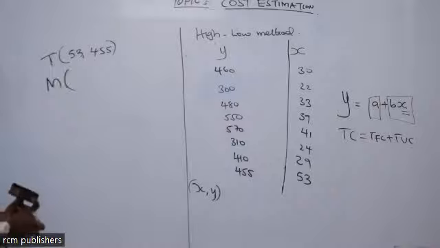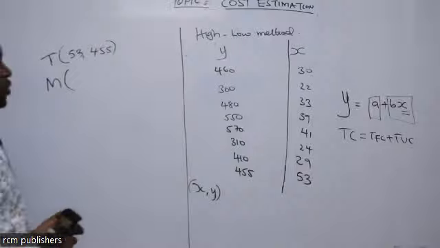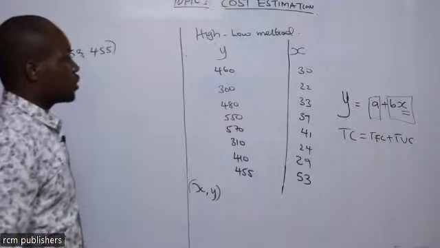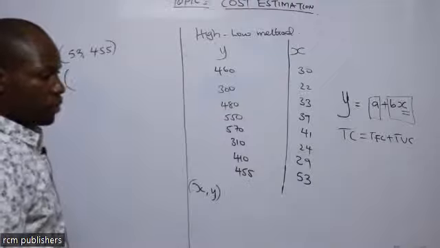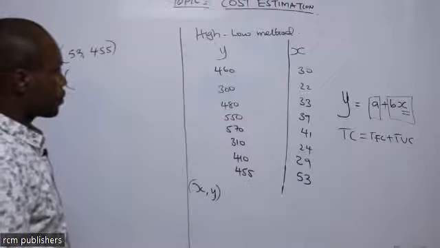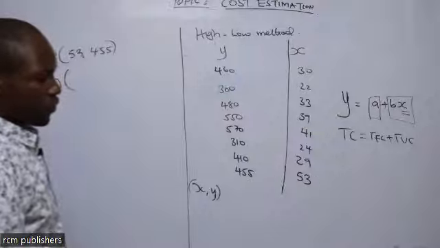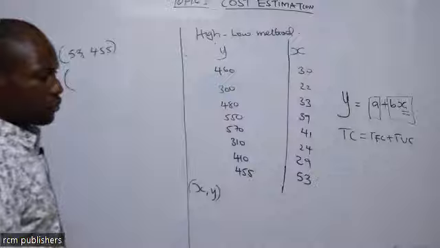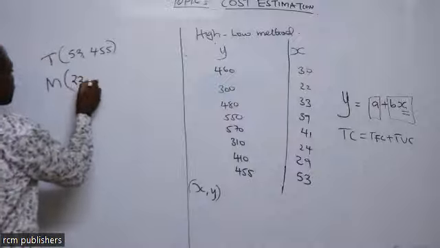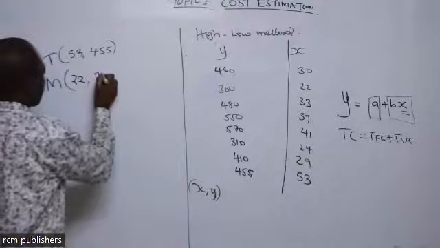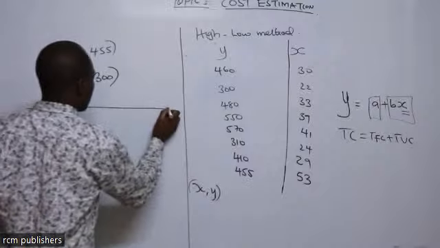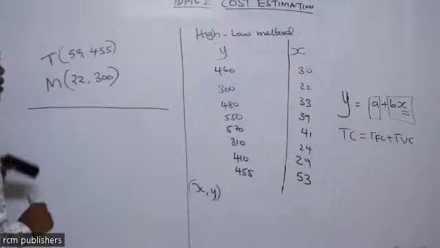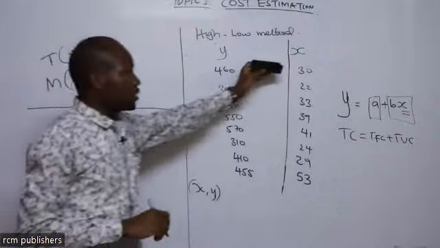Can someone give us the combination of the lowest value? Which one are we going to have? 22, 300. So that is set A, of somebody who has started considering this highest and lowest value starting from the x side.